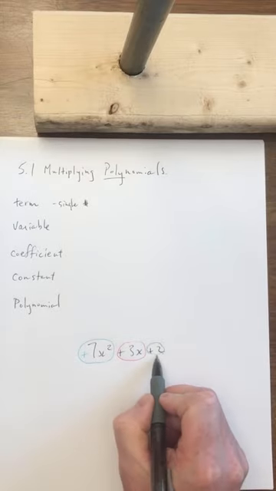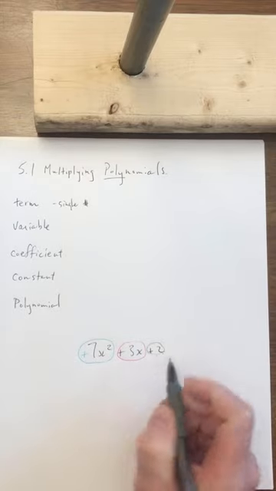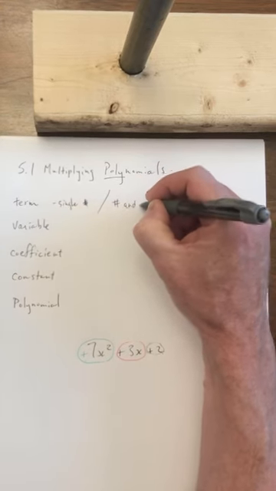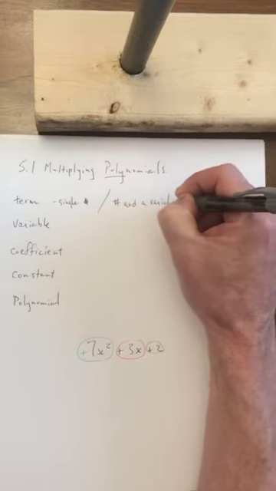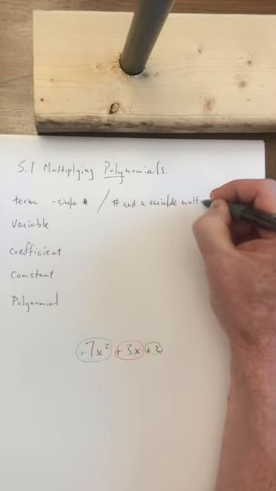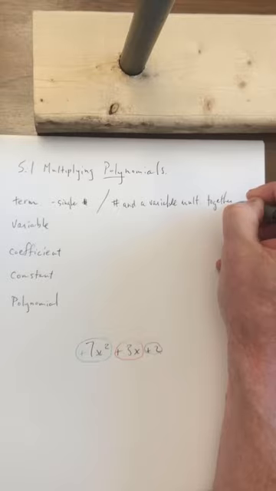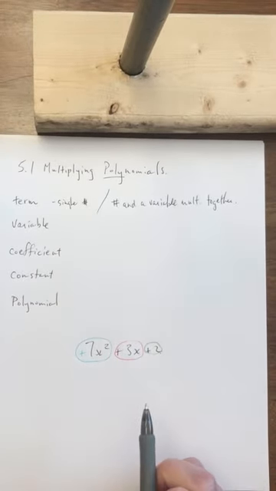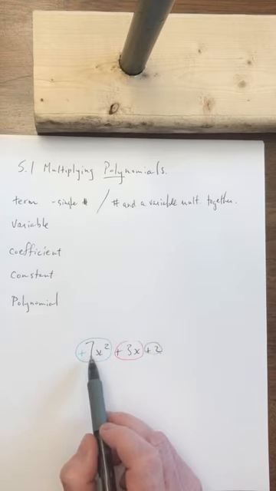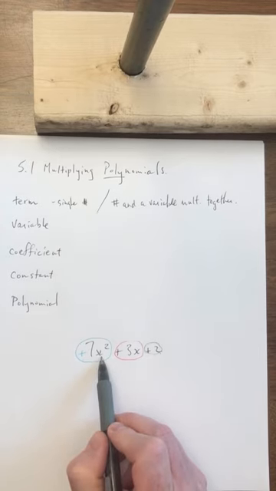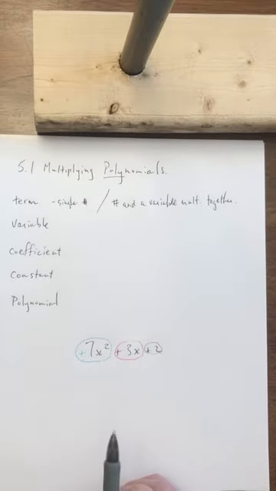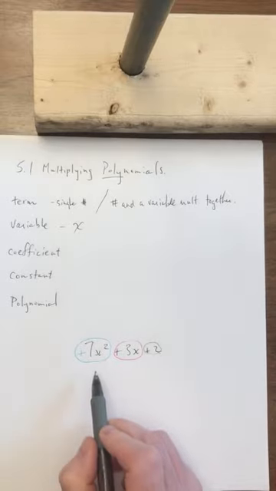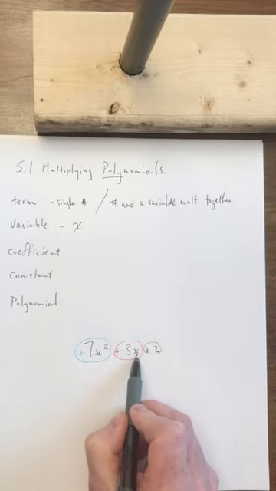A term can either be a single number, or it could be a number and a variable multiplied together. So in this case, this is 3 times x. It's a number and a variable multiplied together. And it could also be a number and a variable multiplied together, and that variable is to an exponent, of course. In this case, our variable would be x. It's the unknown. So this is a variable, this is a variable.